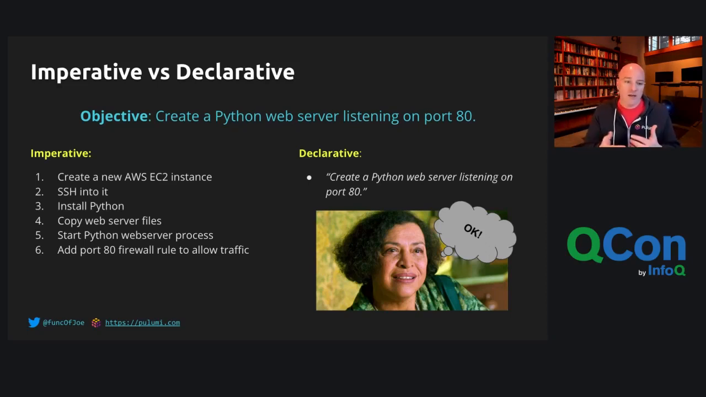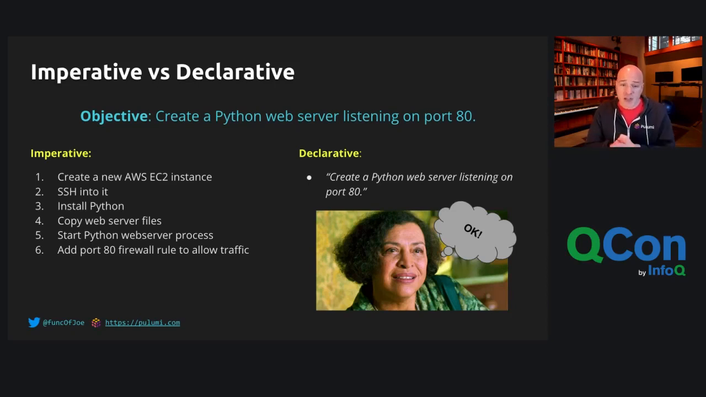Well, the imperative way is to describe how to go about creating a Python web server. And here are some steps. We might create a new AWS EC2 instance, assuming we're running this in the cloud. We might then SSH into that instance, install Python, copy our web server files from maybe a Git repo or somewhere else that we've got them stashed, start a Python web server process, and then add a port 80 firewall rule to allow traffic. That's fine, but that really speaks to those manual steps that we talked about earlier. What if something fails in between steps 2 and 3, for example, or so on? We have to manually recover.